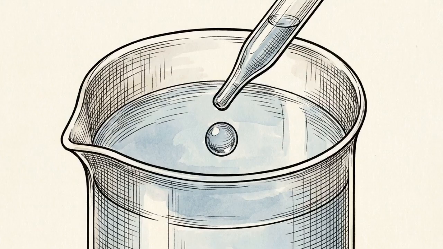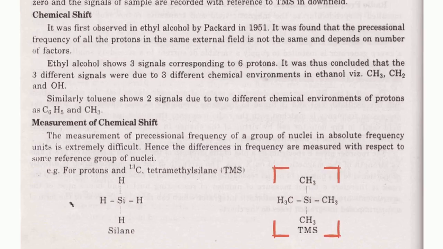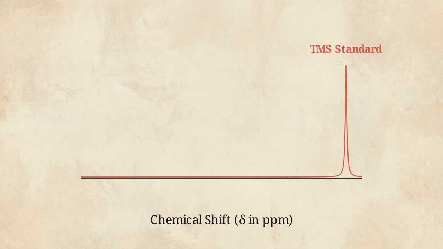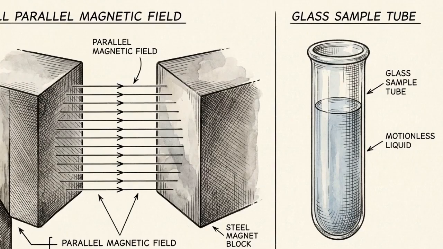But the sample itself requires specific preparation. We have to dissolve the chemical in a solvent that lacks its own interfering protons. Deuterated chloroform is the standard choice, as its heavy hydrogen isotope doesn't overlap with normal proton signals. We also add a trace amount of tetramethylsilane, or TMS. Because the protons in TMS are highly shielded, they produce an extreme signal that researchers use as an internal standard, an absolute 0 point on the frequency scale to measure all other shifts against. Only after achieving this perfectly uniform magnetic environment, through both hardware alignment and chemical control, can the actual measurement begin.